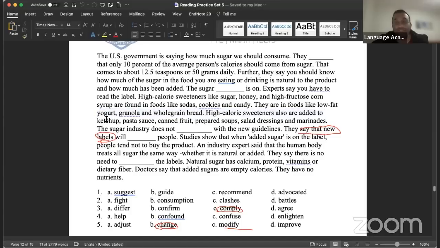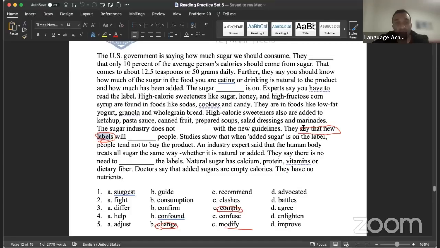Okay, any questions, any doubts in this one? Why not modified? We just discussed that. Just because he has mentioned new labels, that is why we will put change, because they're changing it completely, not just modifying it.